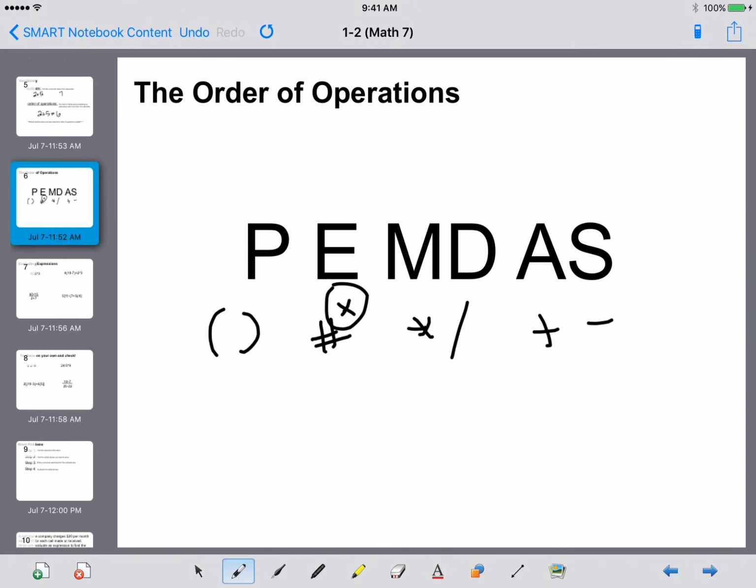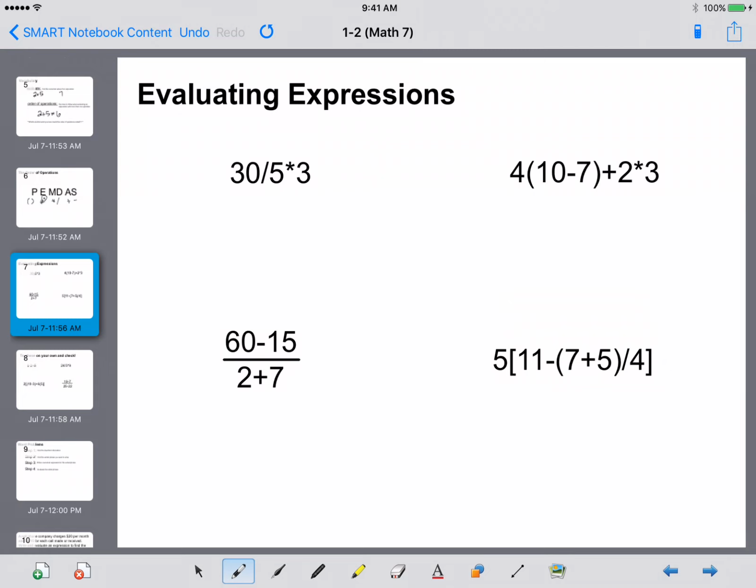I'll do some examples for you here. We have 30 divided by 5 times 3. We have division and multiplication, and since they are at the same level, we're just going to go from left to right. So 30 divided by 5 is 6. And then we're left with 6 times 3, which is 18. I evaluated that numerical expression using the order of operations.